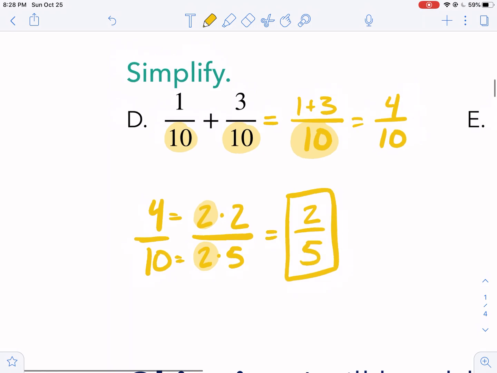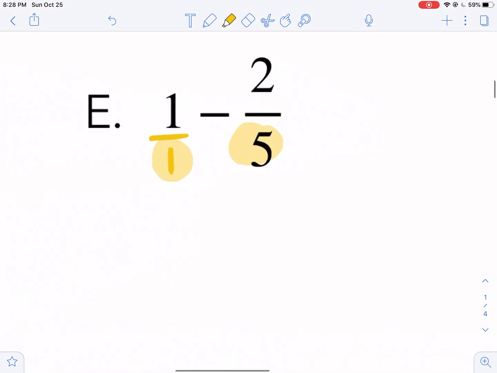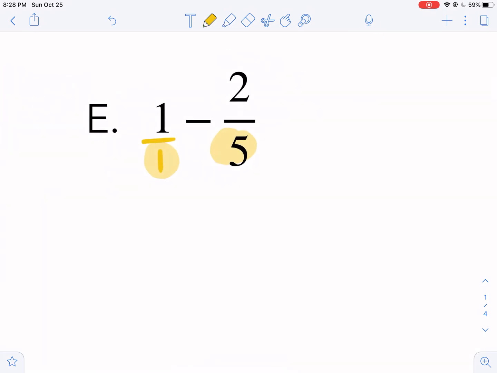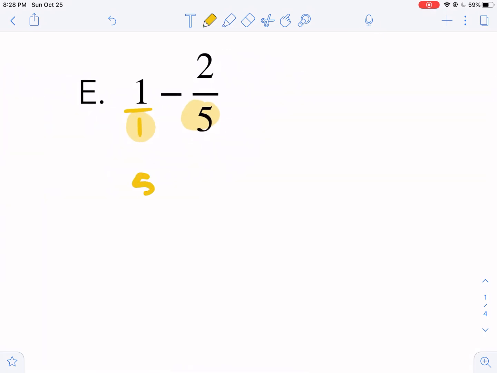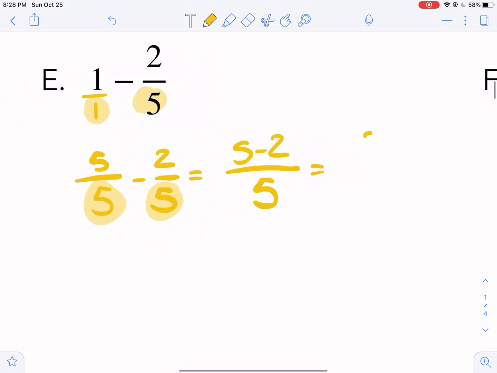In our next one, they don't have common denominators. 1 is the same thing as 1 over 1, and that's not a common denominator. However, 1 is also the same as 5 over 5. So now that we have a common denominator, we can make that subtraction a reality by going 5 minus 2 all over 5. Awesome! And 5 minus 2 is 3, so we have 3/5, which does not reduce.